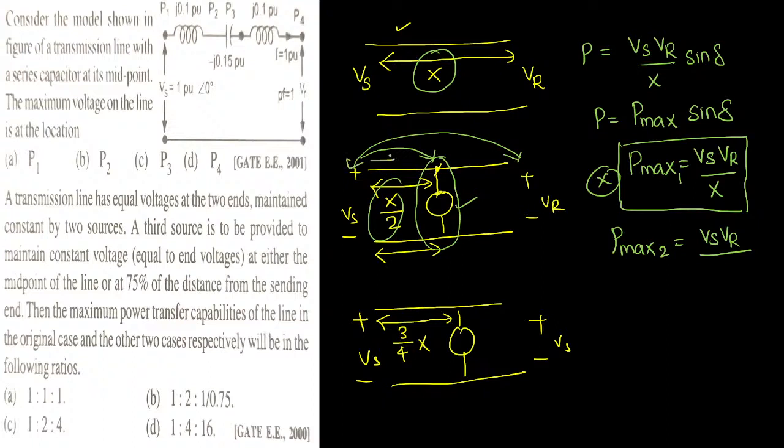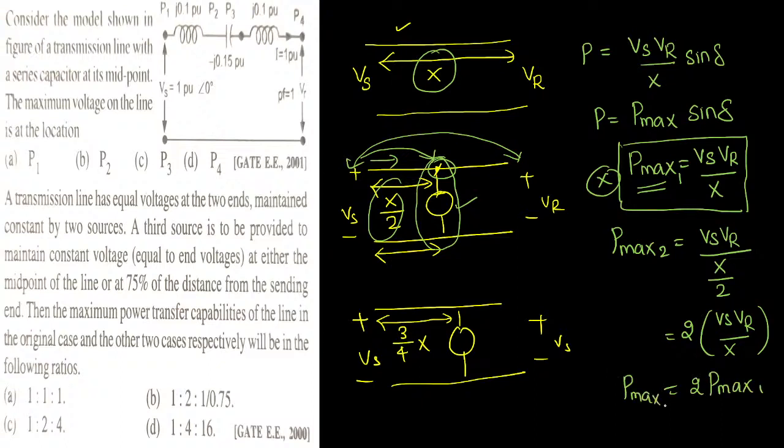So when we calculate the power transfer capability from here, up to this point we have to calculate. So what will the reactance be? In this case reactance will become X by 2, or I can say it will be twice of Vs into Vr divided by X. This Vs into Vr by X is what? That is P max 1. So I can say this is 2 times of P max 1. So we got the relation for P max 1 and P max 2.